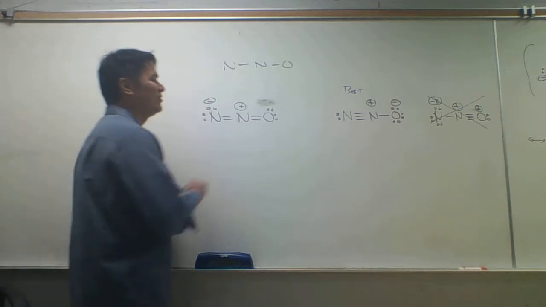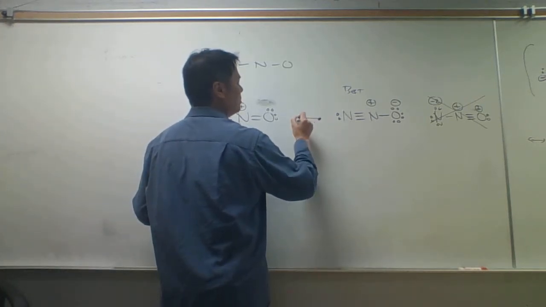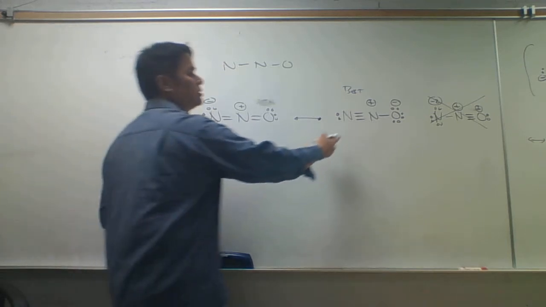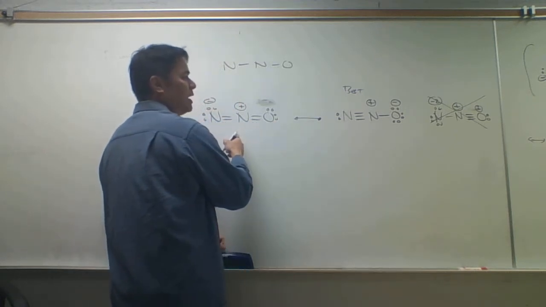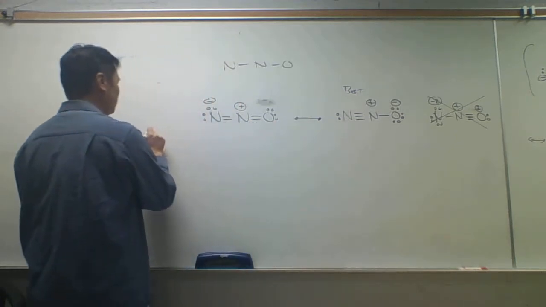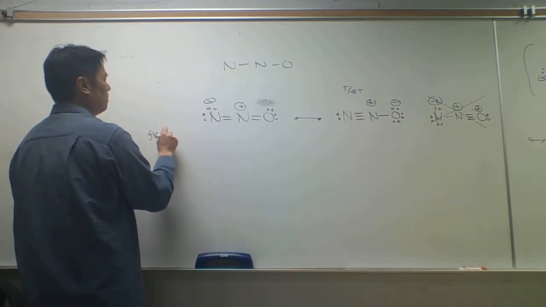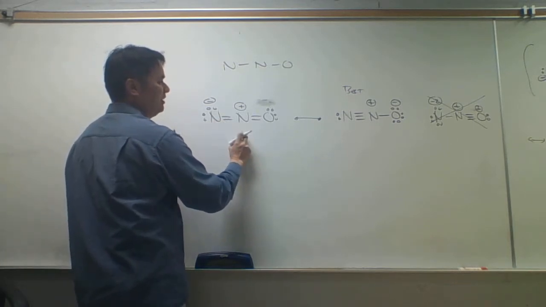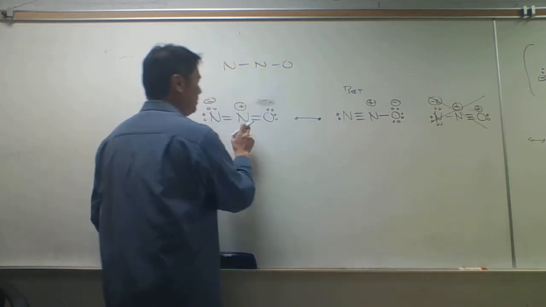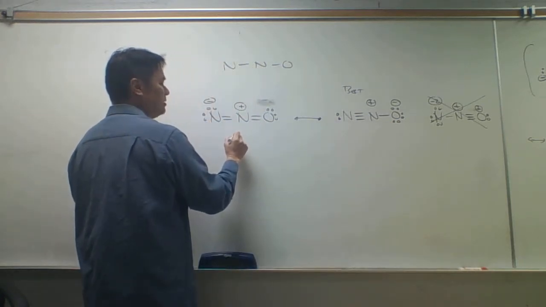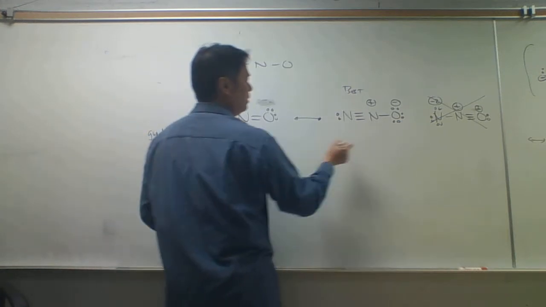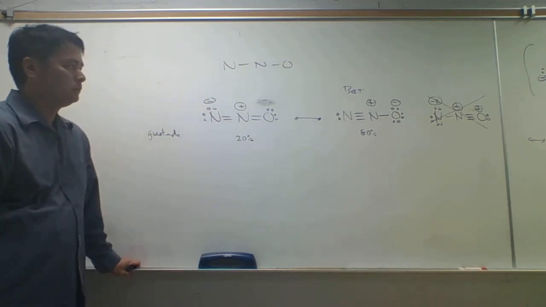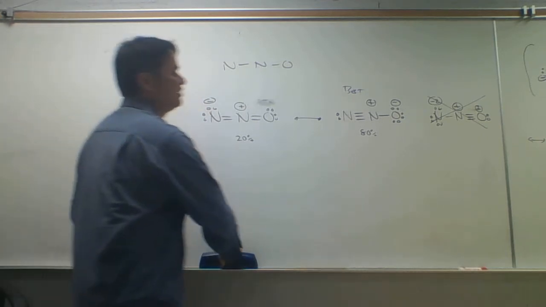And so, in other words, both of these are going to be contributors to the hybrid, but they're going to be uneven contributors. This is a better structure, but maybe this isn't so bad. And so let's just guesstimate. If nitrogen wins the electron versus oxygen, we'll just say maybe this is a 20% contributor, and this might be an 80% contributor. If that's the case, the hybrid might look something like this.